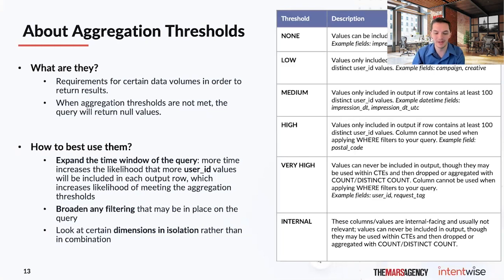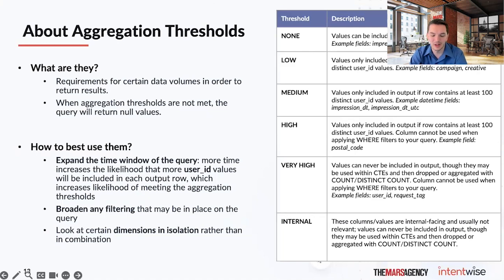So if I query something that has an aggregation threshold of at least 100 user IDs, and I only have 99, I get a blank as the output. And this will cause you to have all sorts of queries where you get oodles and oodles of missing data points, and it makes it hard to figure out how this query works. There are a couple ways to address this.